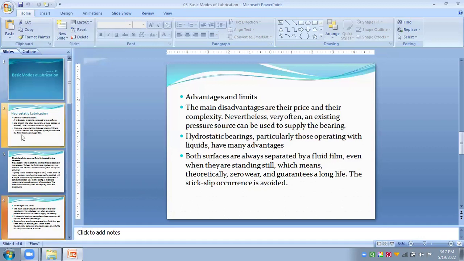And lastly, for this lubrication, we can discuss the applications of these bearings. So where these hydrostatic bearings are applied, we have to see now. The hydrostatic bearings are used in vertical turbogenerators, rolling mills, large telescopes, gyroscopes, machine tools, high-speed dental drills, centrifuges, rocket engines, etc.